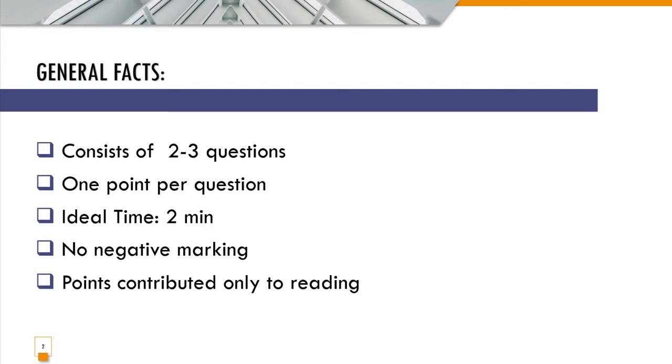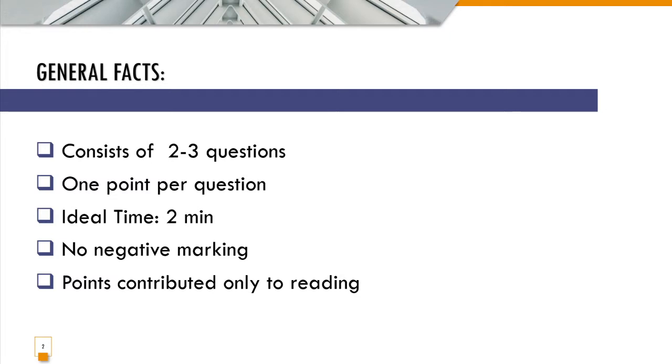You will be getting 2 to 3 questions, and there is 1 point per question assigned to it, and the ideal time is 2 minutes. Actually, you can take as much time as you want, but we advise you to take only 2 minutes for each question. This is because there is no negative marking. So even if you make any mistake or choose the incorrect option, it's not going to affect your score. So don't waste your time on this exercise.